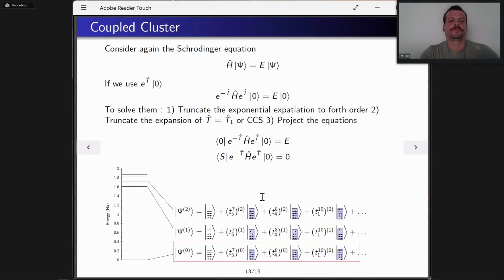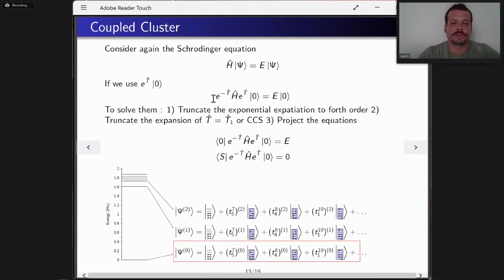So if we apply coupled cluster to the Schrödinger equation, we will obtain an expression like this. Here I also multiply from the left by the exponential of minus T.